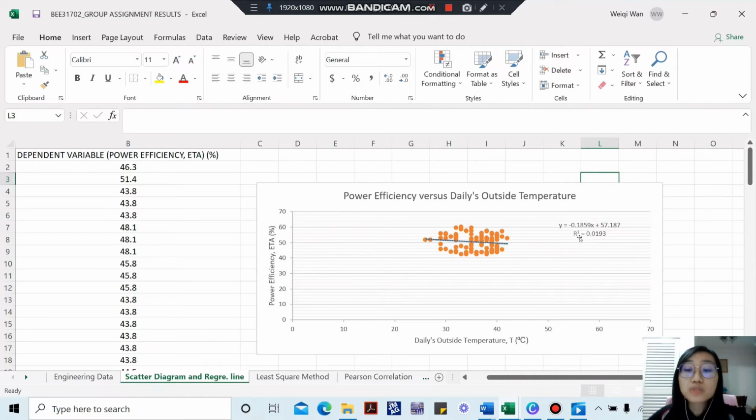For the R square, or the coefficient of determination, it is equal to 0.0193 in this scatter diagram. We can conclude that this is a weak linear relationship between the day's outside temperature and the power efficiency, due to the many scattered points that may affect the prediction for the scatter diagram.